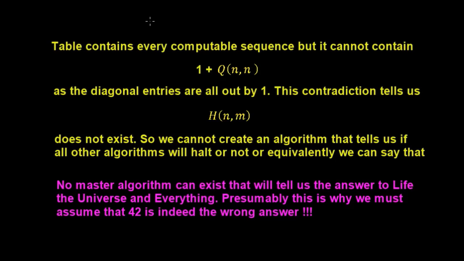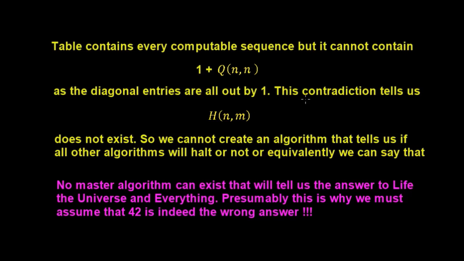So we're saying that that little table that we've drawn out, every single row in it will contain every single computable sequence. But the problem is that it can't actually contain the 1 plus QNN, because every single diagonal entry for the 1 plus QNN is going to be out by a value of 1. Now that's a smart little proof by contradiction using the Dedekind cut. Go back and have a look at that and have a think about it, because that probably sticks a lot of people whenever they see it at first. It seems almost a cop-out sometimes when you first see it.